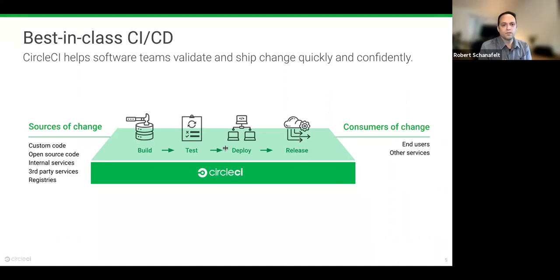So in this example, you see we could be listening to a variety of sources of change, such as custom code, open source code, internal services, third-party services, or registries. And then CircleCI will take that, look at those changes, and kick off a workflow that can do building, testing, deployment, and release, or any combination of those. And those consumers could be end users, such as a production environment, or it could be other services like a microservices cluster.